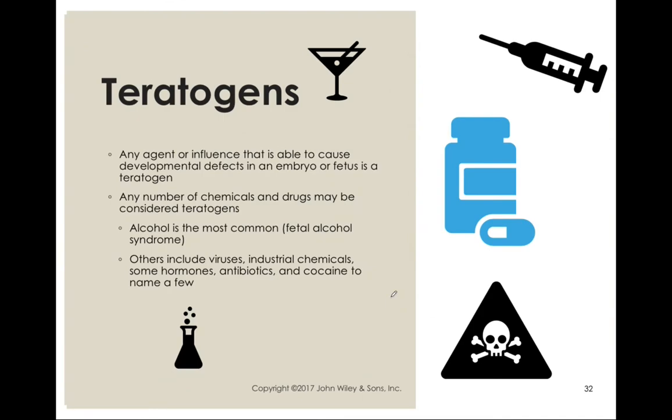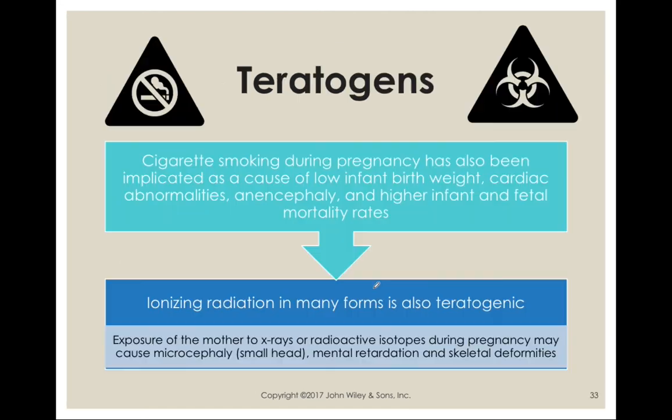Now, as we're talking about pregnancy and development, it's very important that we mention teratogens. Teratogens are any type of chemical agent or chemical substance that can lead to a developmental defect in an embryo or a fetus. There are many different types of teratogens out there, but one of the most common ones is alcohol. Alcohol can lead to fetal alcohol syndrome, which is the number one preventable cause of birth defects. We'll find that teratogens can be viruses, different types of chemicals, excess hormones, and antibiotics, and to be even more specific, cocaine. All of these substances can cause birth defects if allowed to access the fetus during development.